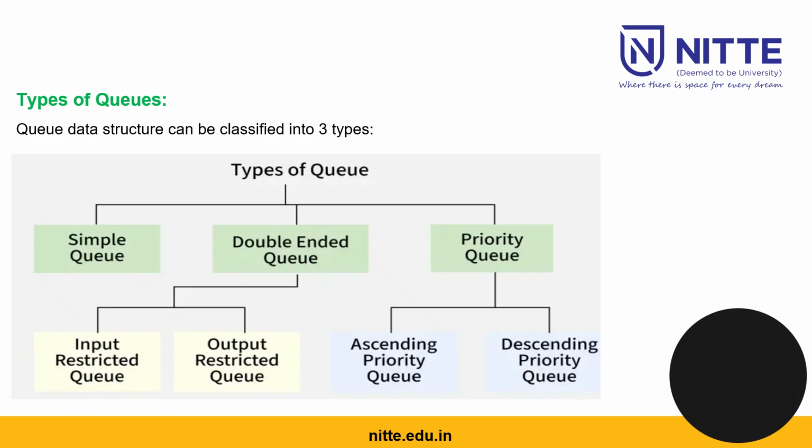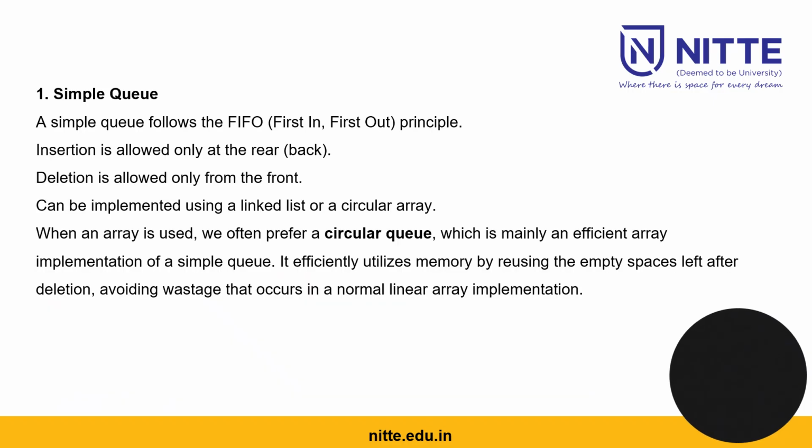So these are three different types of queues. Now we will see the simple queue. The simple queue follows the principle of first in, first out. As I already said, insertion is allowed only at the rear end and deletion is allowed only at the front end. And it can be implemented using a linked list and also a circular array.